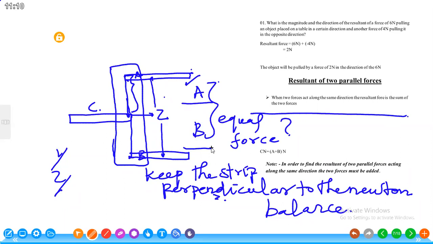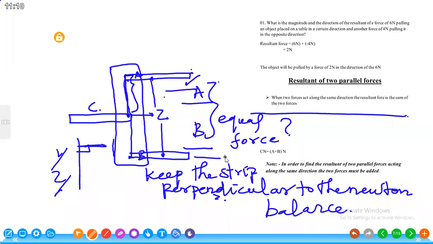Because we keep the strip perpendicular to the Newton balance. So we must apply equal amount of forces in balance A and balance B.